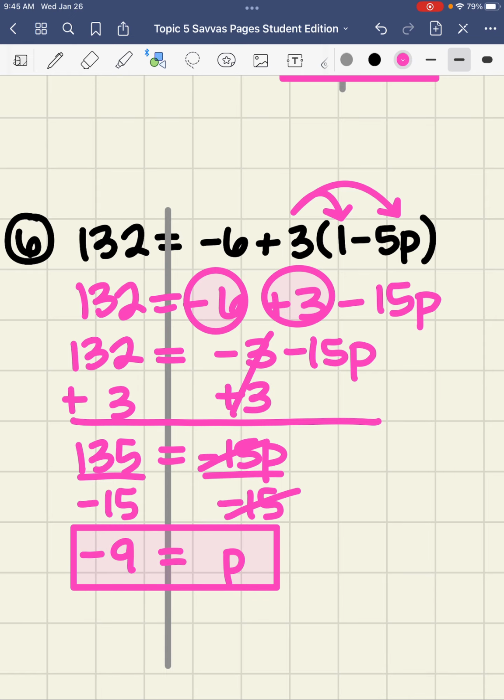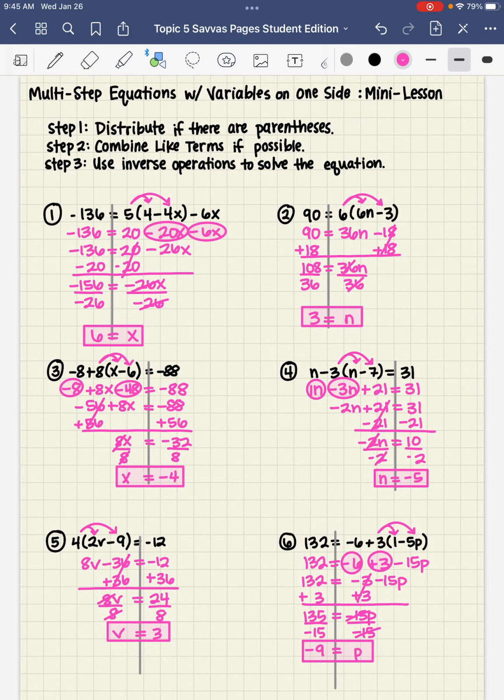That is the end of our mini lesson for multi-step equations with variables on one side.